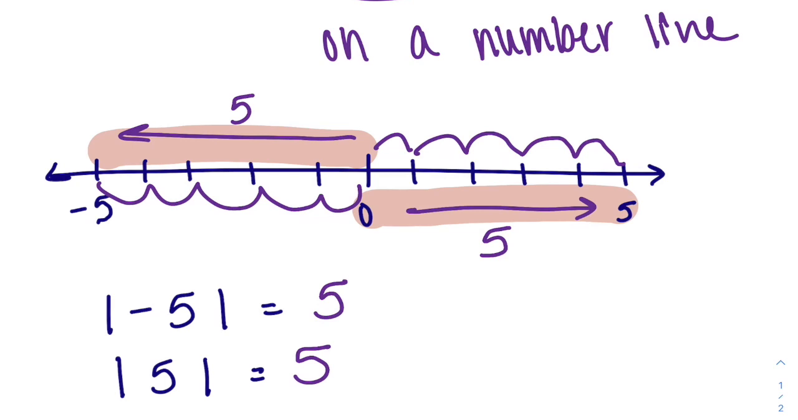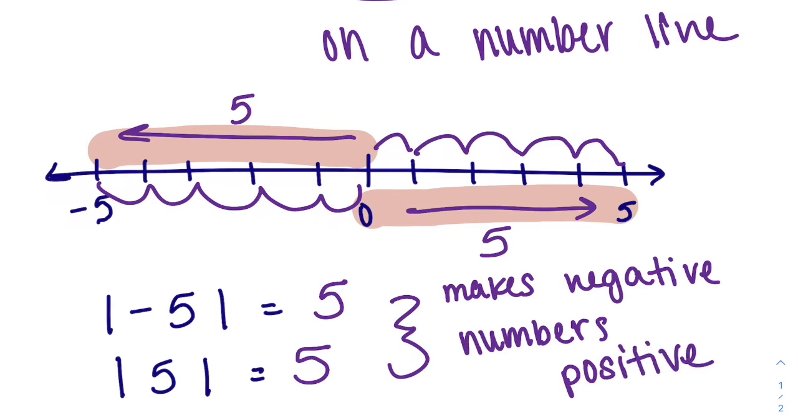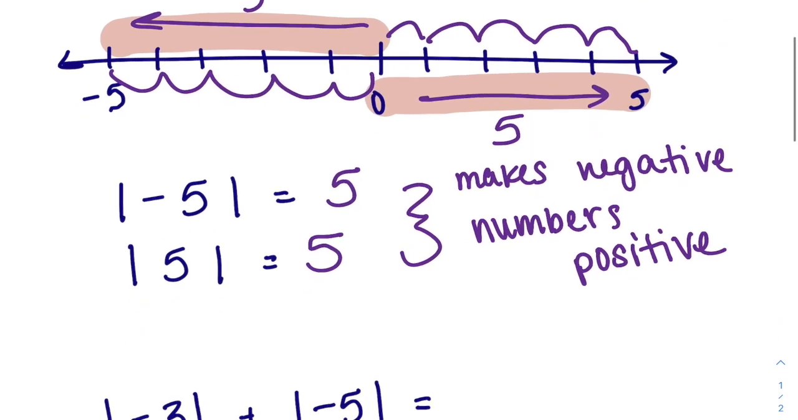Another way that a lot of students think about this is that absolute value makes negative numbers positive. The reason it does this, though, is because we're talking about how far away is this number from 0. That is what absolute value means.